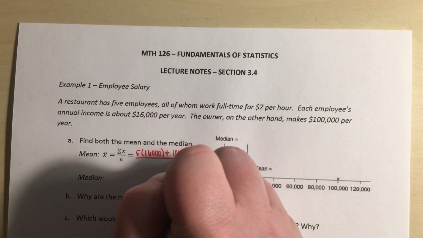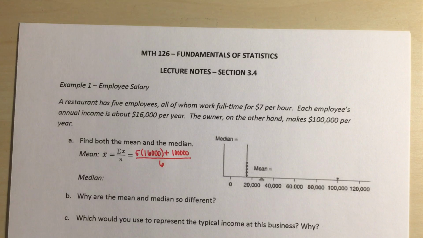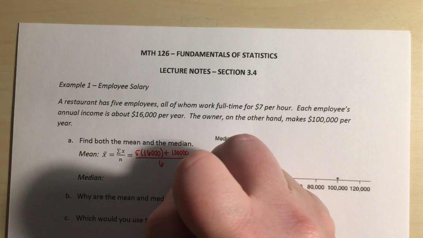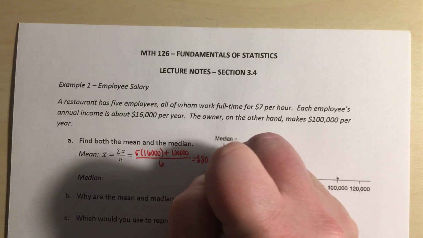And then we're going to divide it by the total number of employees that we have, which happens to be 6. 5 times 16,000 is going to give us 80,000. So that's going to give us 180,000 after we add it. We divide that by 6, we get a mean of 30,000.